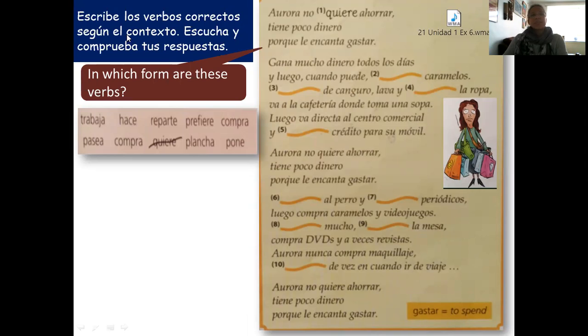Have a look at this text. Escribe los verbos correctos según el contexto, escucha y comprueba tus respuestas. So what you're going to do is that you are going to fill in the gap. You're going to read this text and you're going to fill in the gaps with the correct verb. Those verbs are here, okay? So you are not writing the text, you're writing números del 1 al 10. And next to the number, you are going to write the correct verb according to the context.